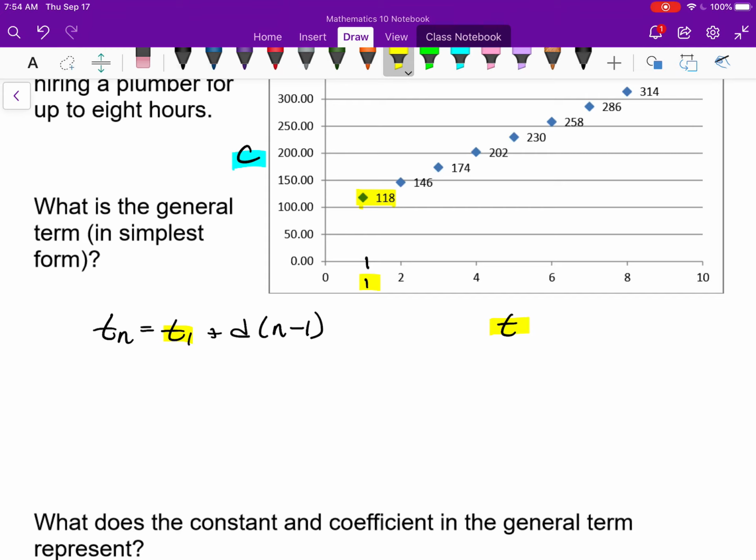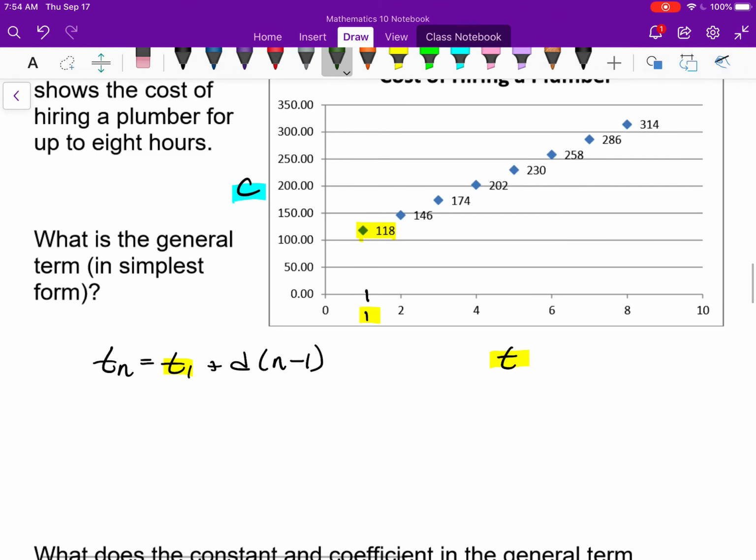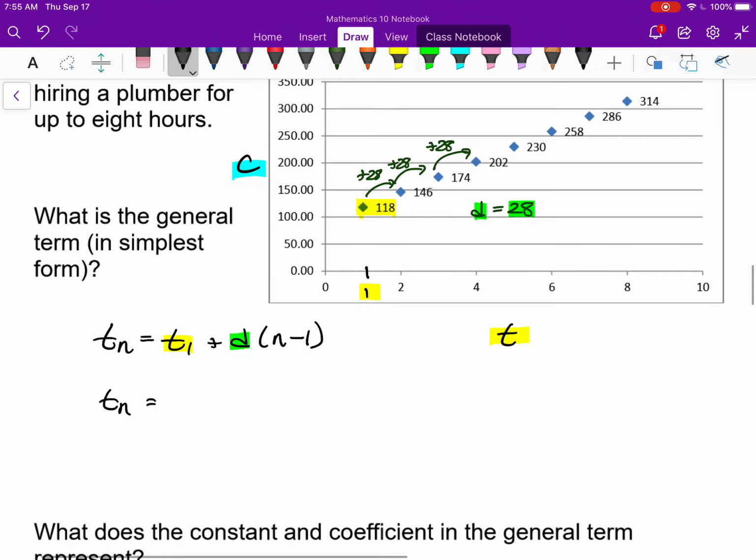All I need now is the common difference. So how much does it go up by from here to here, from here to here, from here to here? All I got to do is pick any number and subtract the one before it. In this case, I can see it's going up by 28 every time. So D equals 28. And now I can express this relationship as an equation. I can say Tn, or if I want in a moment I can say cost, but for now I'll just say Tn equals 118, the first term, plus the common difference, 28 times n minus 1.